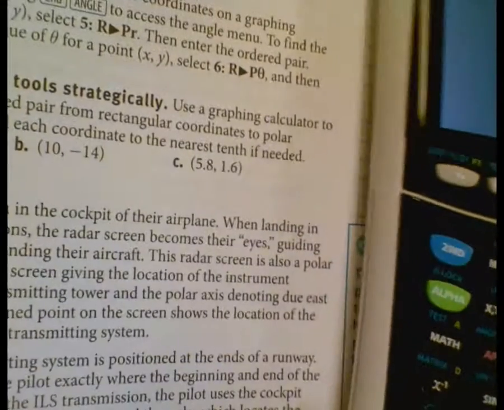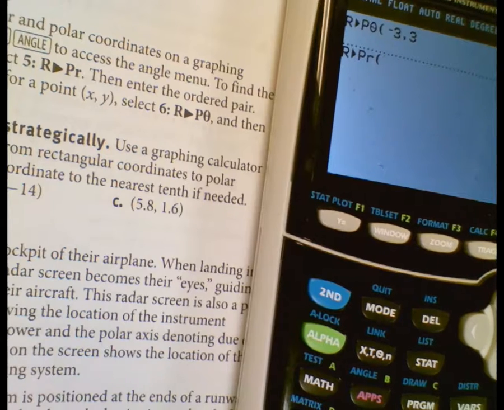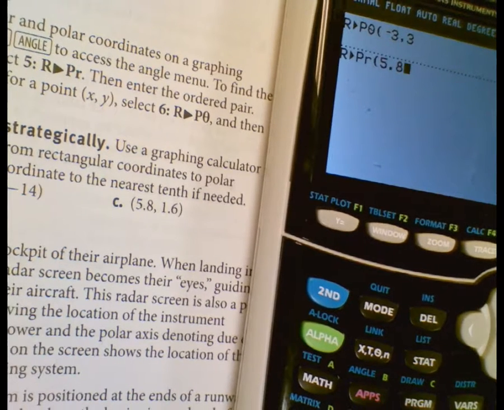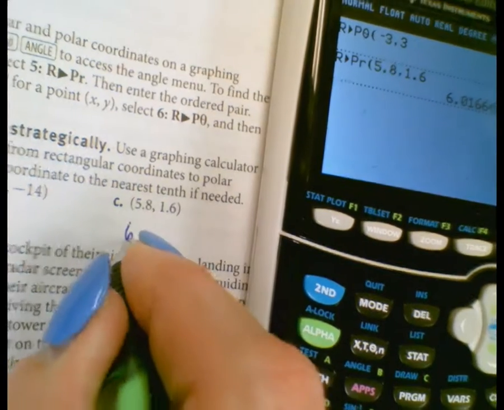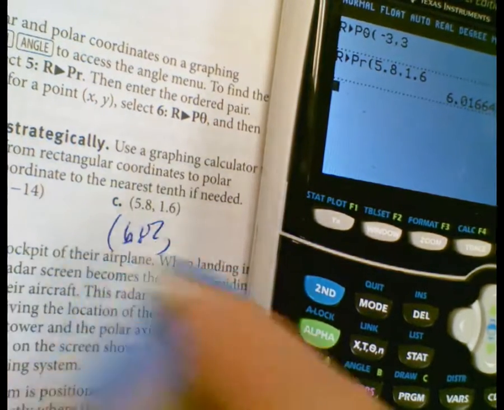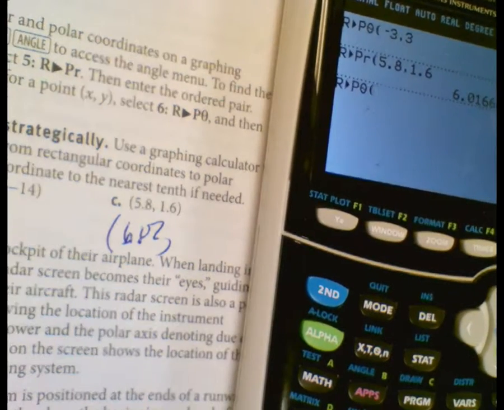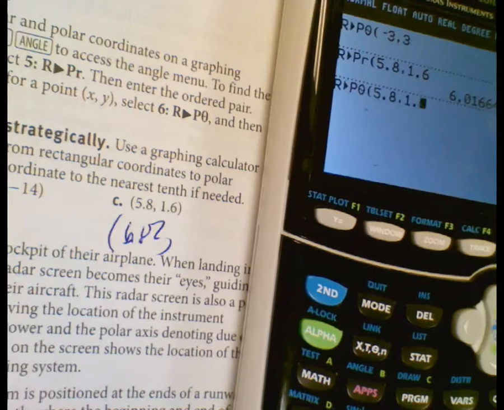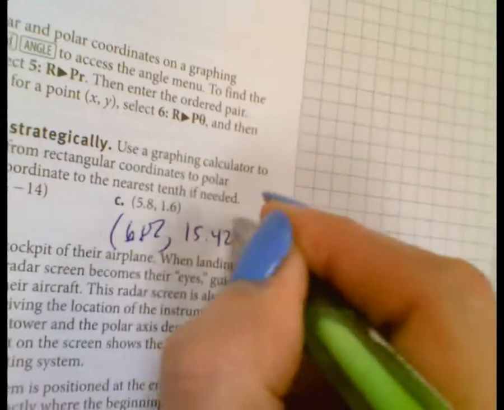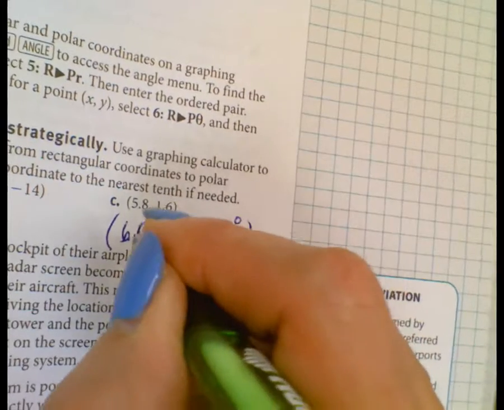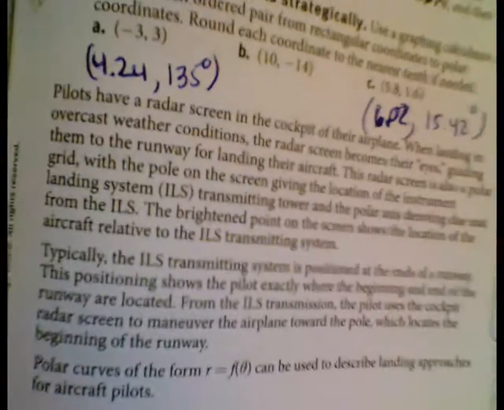Let's just do one more. Let's do this 5.8, 1.6. Second apps, 5, 5.8, comma, 1.6 for 6.01. We'll go 6.02. And then second apps, 6, and then we're going to go 5.8, comma, 1.6 for 15.42 degrees. Pretty easy.